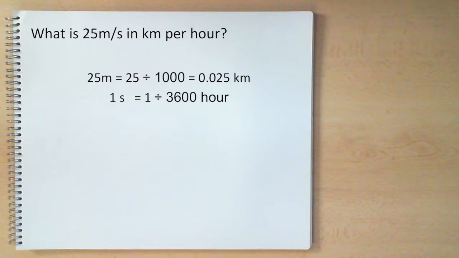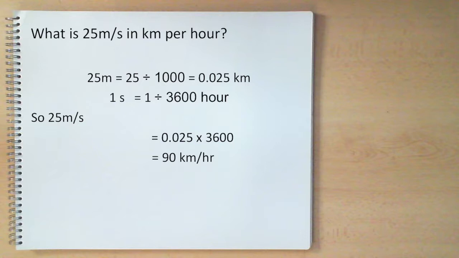It's worth remembering that there are 3,600 seconds in 1 hour. You will use that time and again. So 25 meters per second is 0.025 times 3,600, which equals 90 kilometers per hour.